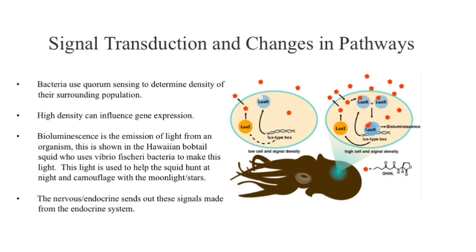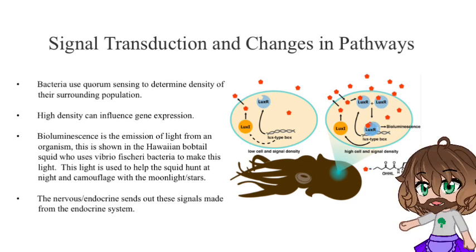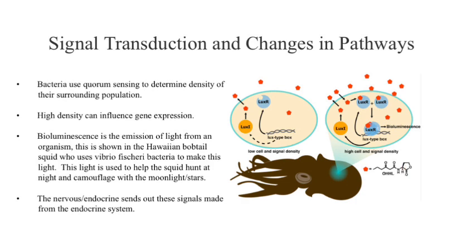Moving on to signal transduction. Many bacteria use quorum sensing in order to determine density of their surrounding population. High density can influence gene expression. An example of this is bioluminescence, which is the emission of light from an organism, such as the Hawaiian bobtail squid, who uses Vibrio fischeri bacteria to make this light. The nervous system in our bodies can send out these signals.